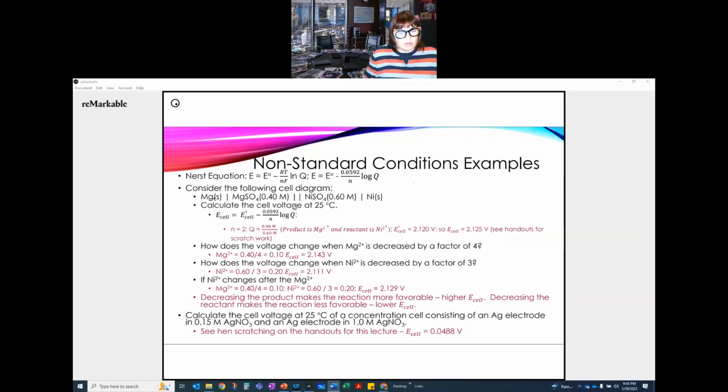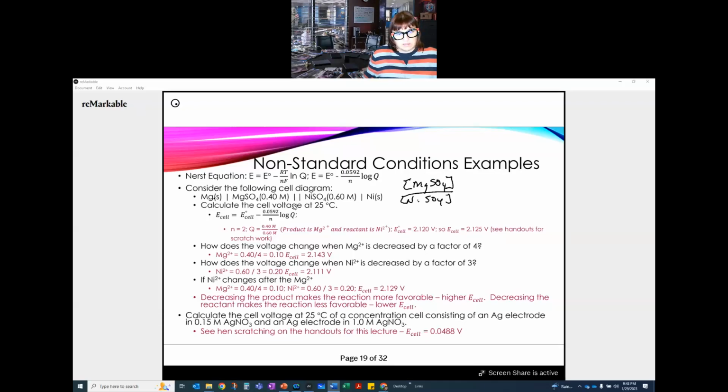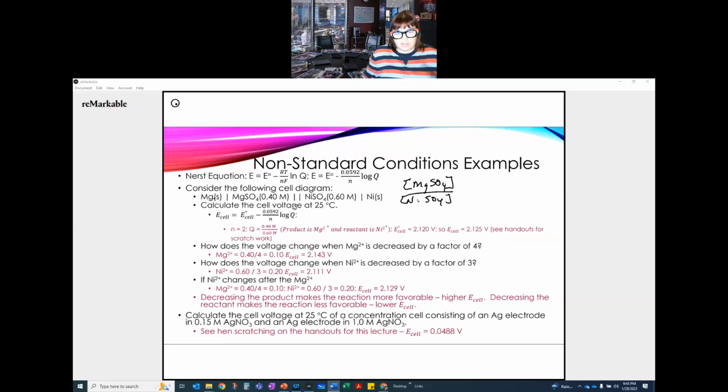And so we get the 0.4 over the 0.6, which is exactly what I said it was going to be. So the product is the Mg2+, the reactant is the Ni2+. The E naught cell equals 2.210 volts for our standard. So Mg2+ and Ni2+ to Ni, that's 2.12 volts, and I'm not going to show that calculation. And so our E cell equals 2.12 volts. So we go up a little bit because of this.